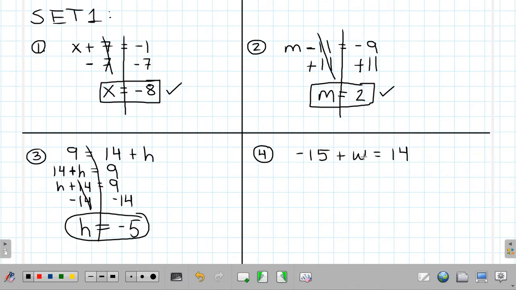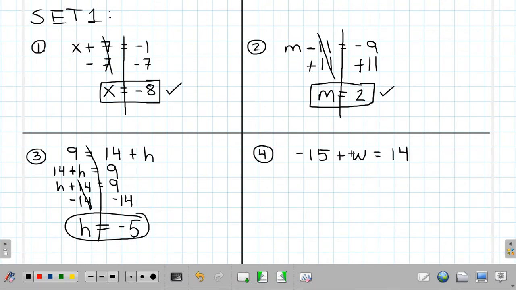Easy way out here is to say, okay, well, I've got negative 15 plus w is equal to 14. Once again, my goal is to get this w, which is the variable, by itself. Well, we're adding negative 15 to it, but here's where it gets a little tricky. How do I get rid of a negative 15? Okay, well, some of you right from the start could probably say, well, if I wanted to get rid of this negative 15, I would add 15. Okay, and just from the start, you could do that.